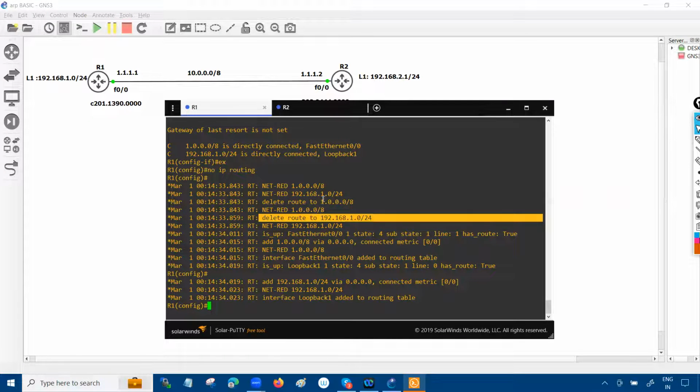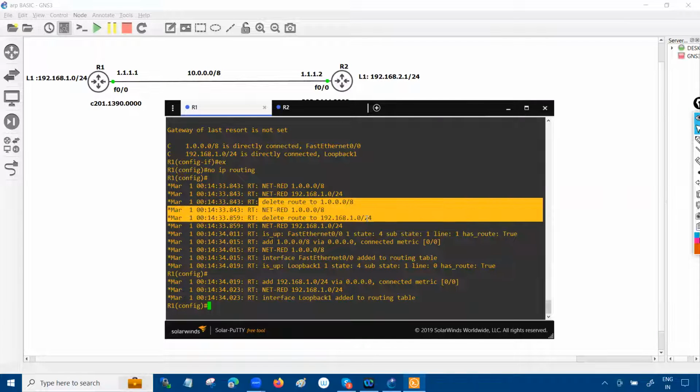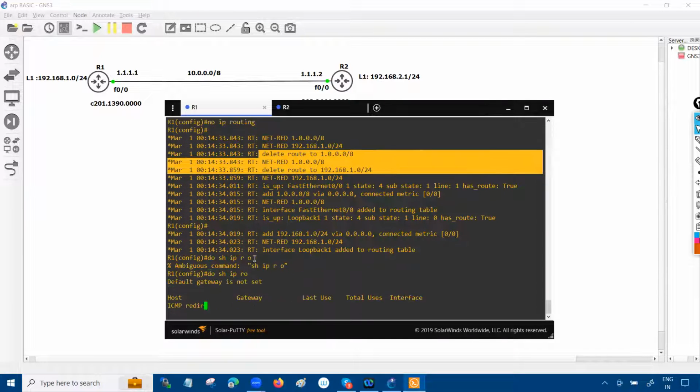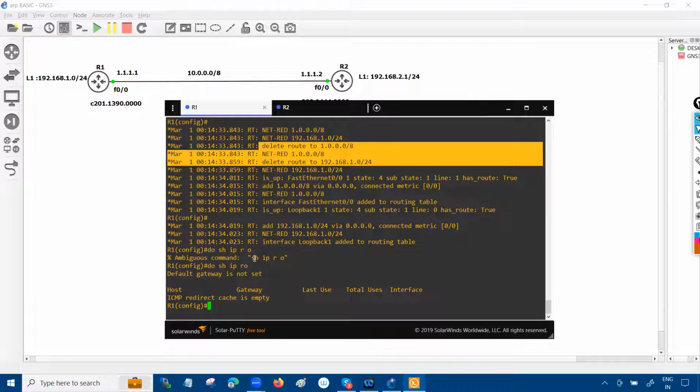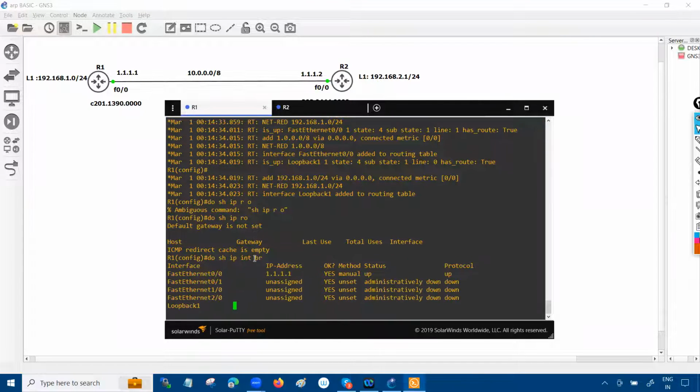This one and this one as well. And now I don't have any route in my routing table. Do show IP route. It's asking for the default gateway because now this router behaves like a PC. However, if you see the interface, I still have an IP address on the interface.